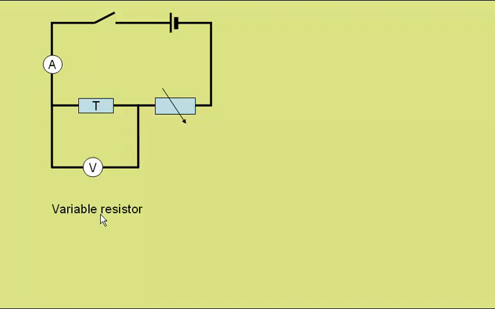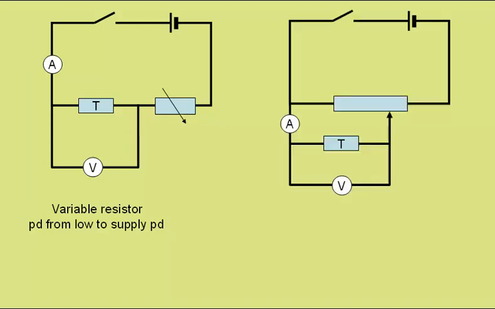So this circuit uses a variable resistor, and it would allow a potential difference from a minimum value up to a maximum of that supplied by, in this case, the cell. We could also use this circuit, which involves a potential divider, this being the potential divider. This allows us to have potential differences from 0 to the maximum of the supply potential difference. So this clearly has advantages in giving a bigger range.